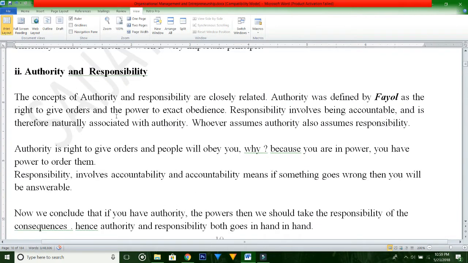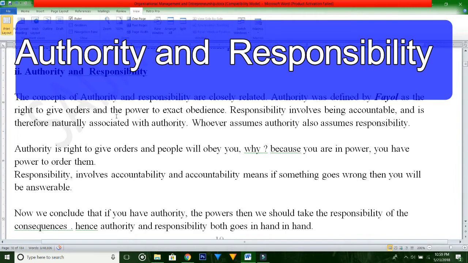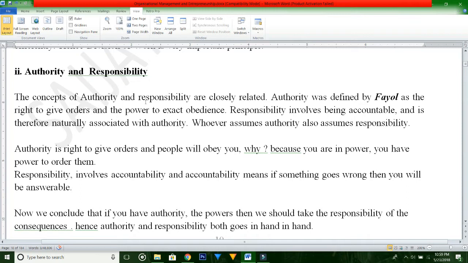Authority and responsibility. The concepts of authority and responsibility are closely related. Authority was defined by Fayol as the right to give orders, and the power to exact obedience. Responsibility involves being accountable and is therefore naturally associated with authority. Whoever assumes authority also assumes responsibility.